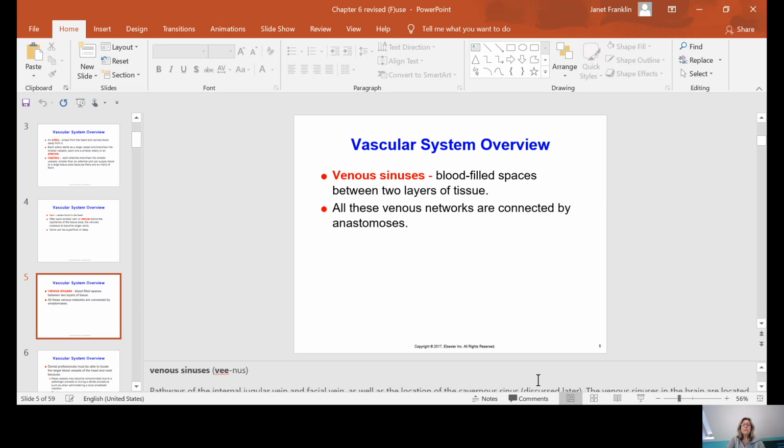Venous sinuses are blood-filled spaces between two layers of tissue, and all these venous networks are connected by anastomosis. Anastomosis is the way they communicate.